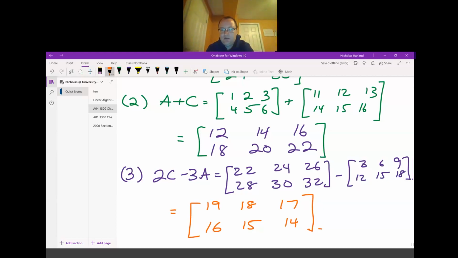So again, the trickiest thing about adding and subtracting is just making sure we're aware of when we are allowed or not allowed to do so. The actual subtraction or adding or even multiplying by constants is, you just take each entry and look at them one at a time and combine them together in whichever way the question asks. All right, so any questions about adding, subtracting, or multiplying a matrix by a constant?